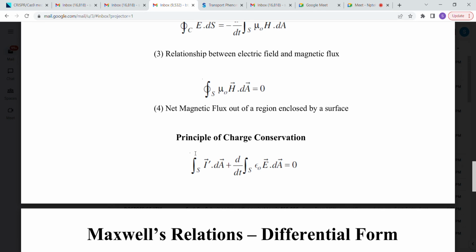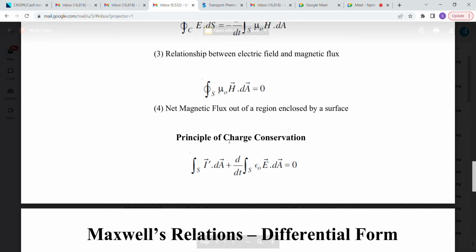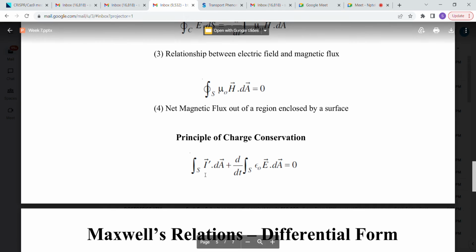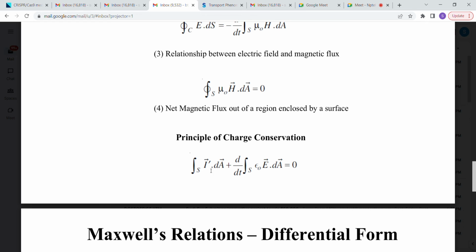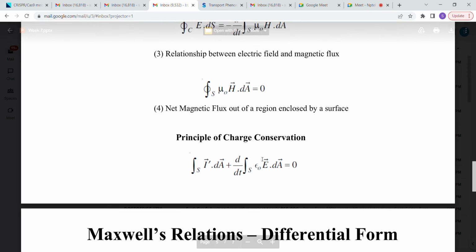And there is a principle of charge conservation. If you look at the book and the lecture, you will see that this is first given as the surface integral of J dA equal to the negative of the time rate of change of the electric flux. So what it means is this. Let's take a volume element.